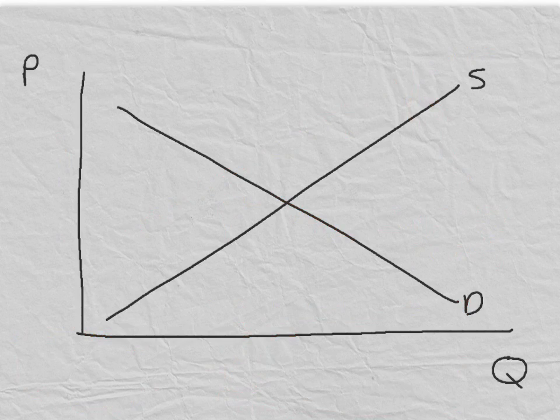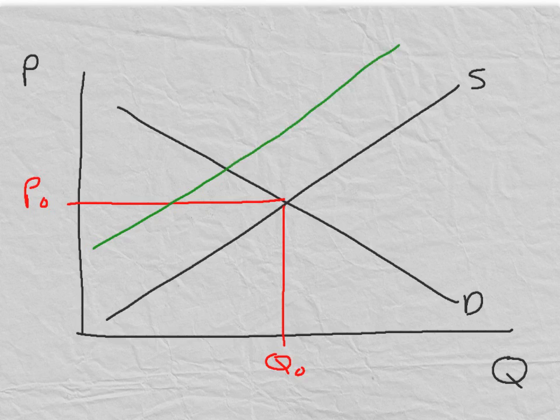So let's see what this does to the market equilibrium. Let's start with an equilibrium at P0 and Q0. If we put a tax on this product, we will shift the supply curve to the left, as we have indicated, or we can call it a shift upwards, and therefore we will have a new supply curve S dash. The new equilibrium will be here at Q1, and the price will rise to P1.